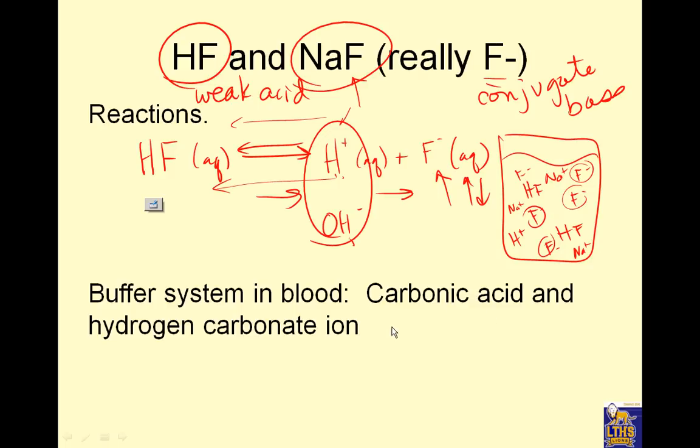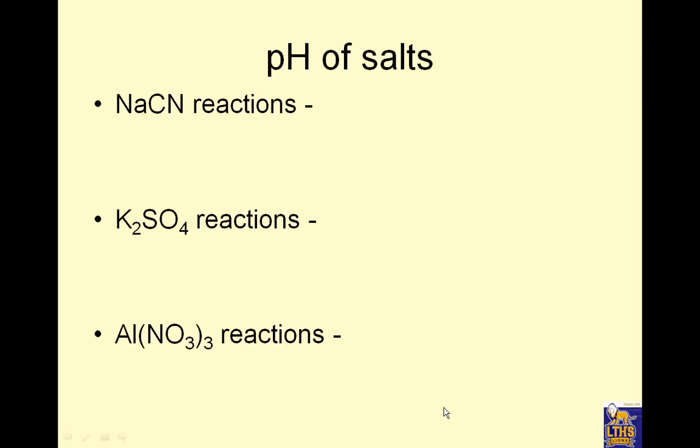There's a buffer system in blood. Your blood has carbonic acid and the hydrogen carbonate ion in it. If you add more acid, one of them picks up the extra H plus. If you add more base, it shifts away from that. You can keep the pH in your blood constant.